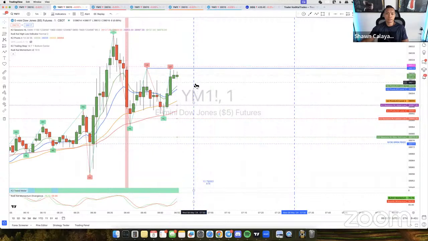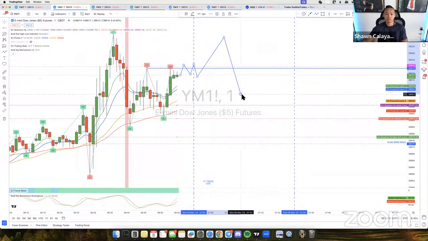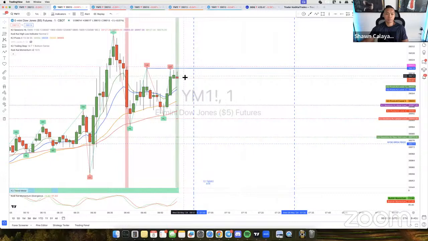We got news over here at 7 o'clock. The last thing you want to do is take a trade and then it just goes sideways for the next 5 minutes, and then it spikes, right? Either to your TP or to your stop loss. That's definitely what you don't want to be stuck in.